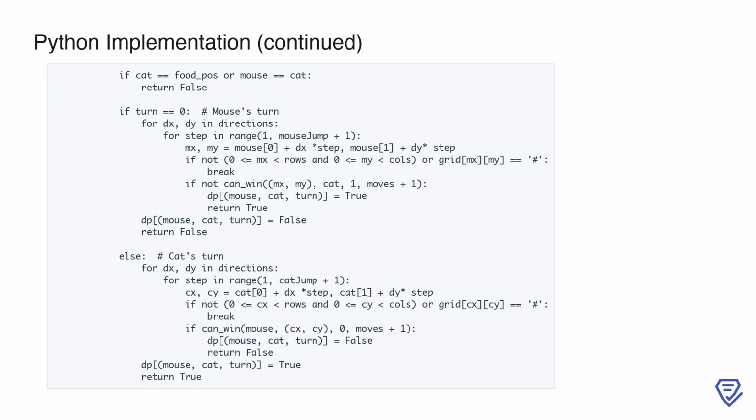On the other hand, if it's the cat's turn, we simulate all possible moves within the cat's jump limit. The cat wins if it captures the mouse or reaches the food first. The recursion evaluates each scenario and memoizes the result to avoid redundant computations. The alternating turns, combined with the recursive checks, ensure that all game possibilities are explored while optimizing performance through memoization.